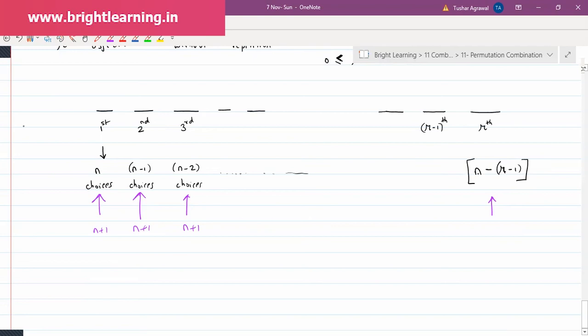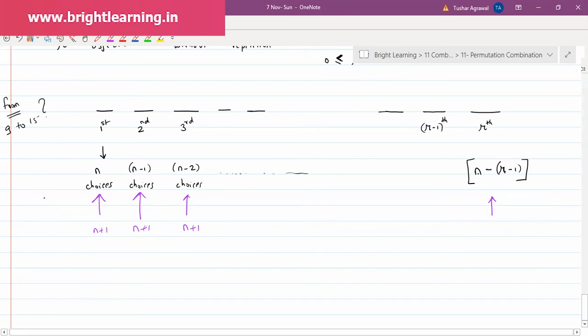First of all, if I just ask you a very simple question, what is the total number of natural numbers from 9 to 15? The answer is not 6. Count it. The answer is 6 plus 1. Count it on your fingers: 9, 10, 11, 12, 13, 14, 15. There are 7 numbers. So 6 plus 1. You have to subtract and add 1 to it.